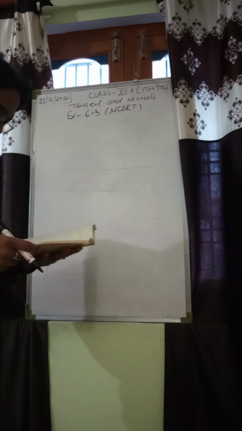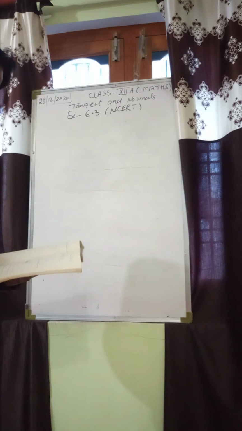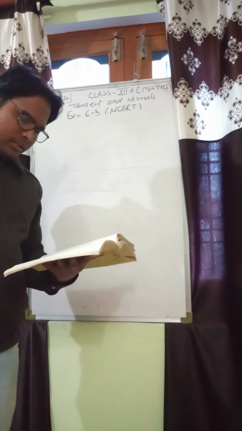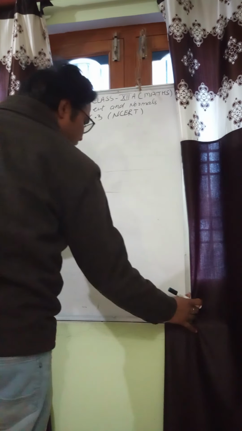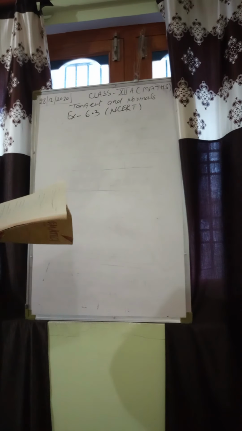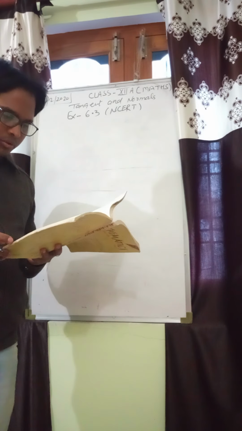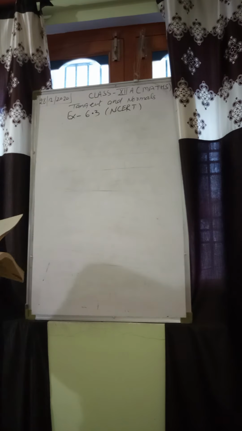Its next question: find the slope of the tangent to the curve at x is equal to 10. The same question, that's why I leave it for you as homework. Question number third: find the slope of the tangent on the curve at the point whose x coordinate is 2. That means x is equal to 2. The same question. Now question number 4: find the slope of the tangent to the curve at a point whose x coordinate is 3. All these 4 questions are the same. x coordinate is 3 means x is equal to 3.